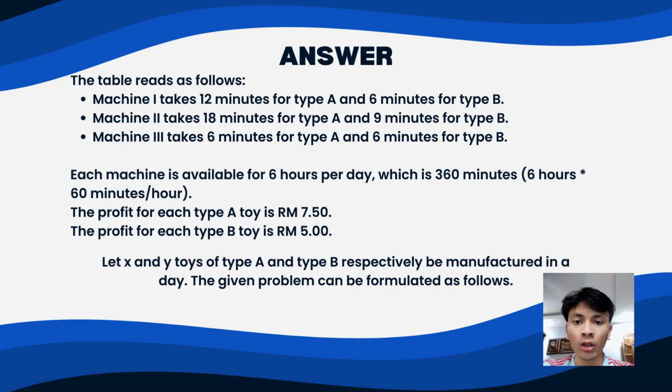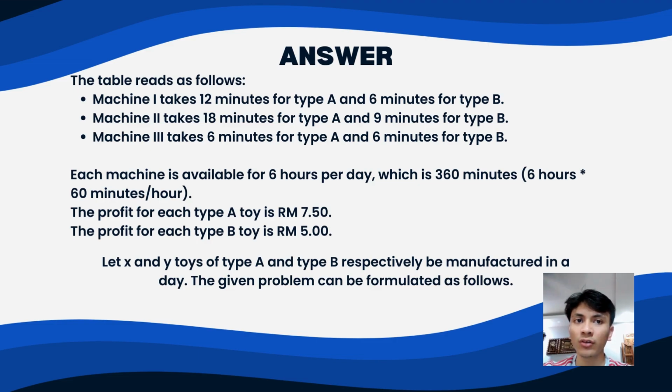Thank you. Assalamualaikum warahmatullahi wabarakatuh, and my name is Muhammad Amir Afiq bin Rahim, and I'm going to explain the answer for question 3, which is linear programming. So the table reads as follows: machine 1 takes 12 minutes for type A and 6 minutes for type B, and machine 2 takes 18 minutes for type A and 9 minutes for type B, and machine 3 takes 6 minutes for type A and 6 minutes for type B.